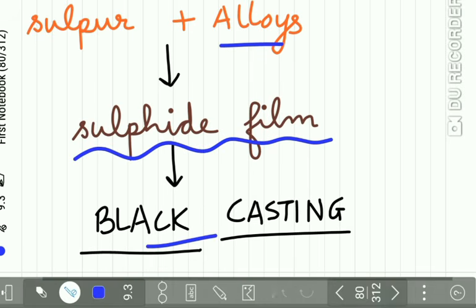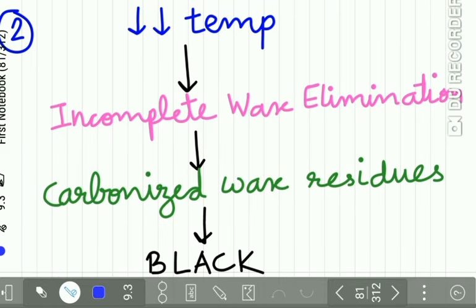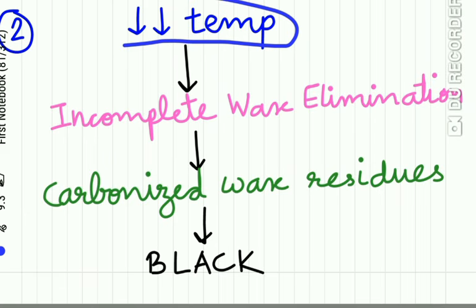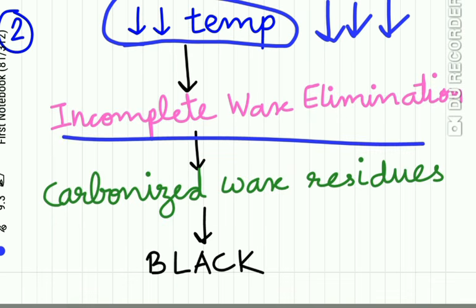The second reason is that if the wax is eliminated by a low prolonged heating, that is, low temperature heat is applied while eliminating the wax, there is incomplete elimination of the wax and carbonized wax residues are left back on the casting, giving it a black color.